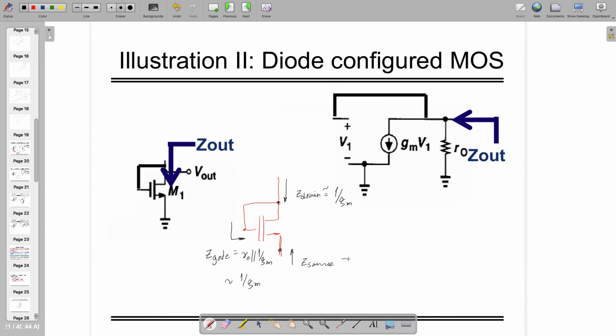The good part of transistors is if you are looking from the source, it's always 1/gm, right? Because there are three different components in shunt: one is infinity, one is 1/gm, and one is ro. So ro and infinity are gone because 1/gm is much smaller than the other two quantities. So it's 1/gm, right?